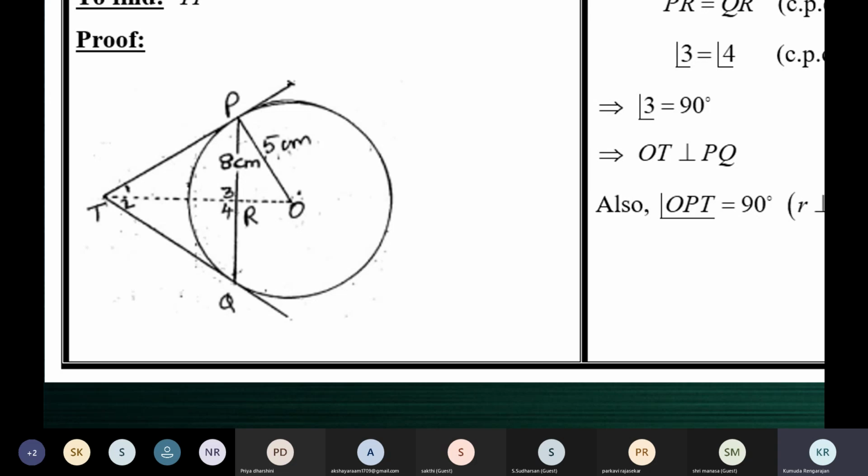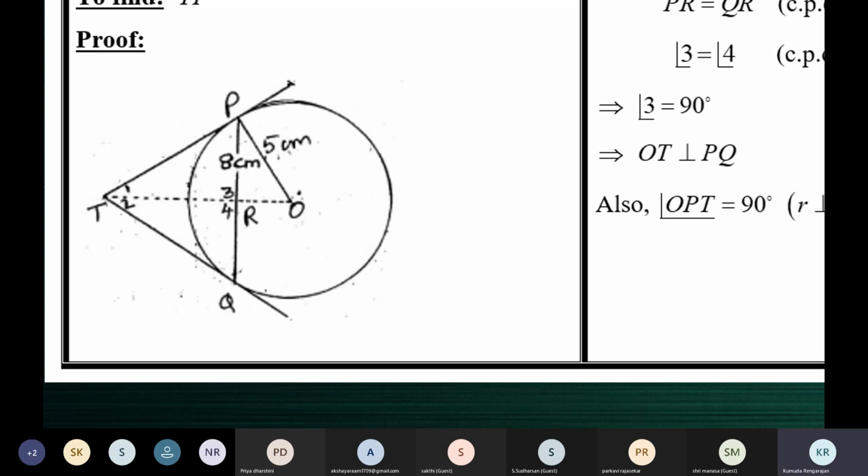Circle with center O, TP and TQ are tangents from T. The length of the chord PQ is 8 centimeters, and the radius is 5 centimeters. With this information, we need to find the length of the tangent segment TP. How much is TP? Chord PQ is 8 centimeters, radius is 5 centimeters, you should find TP.